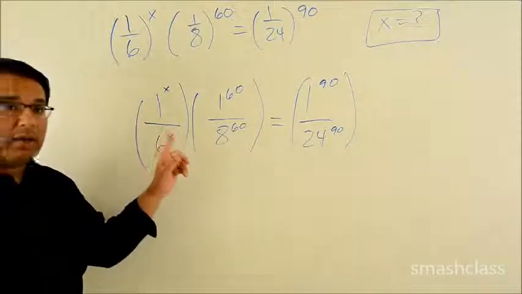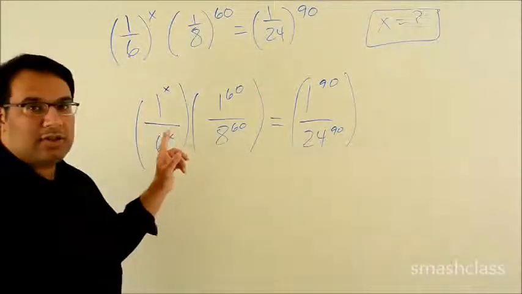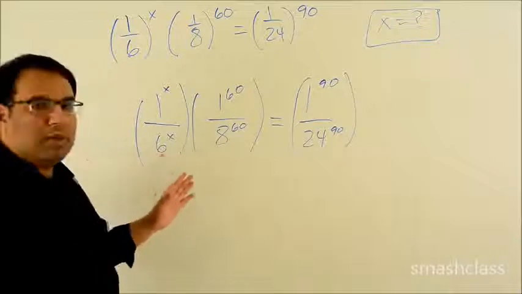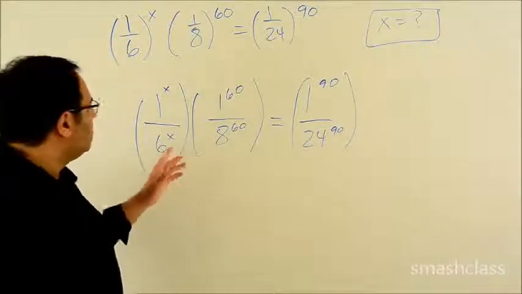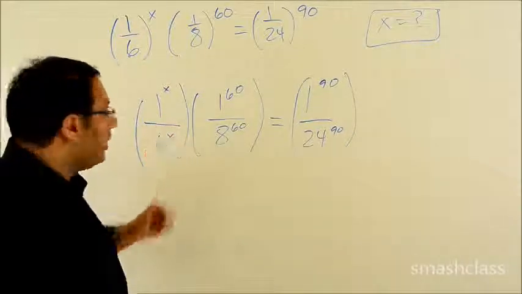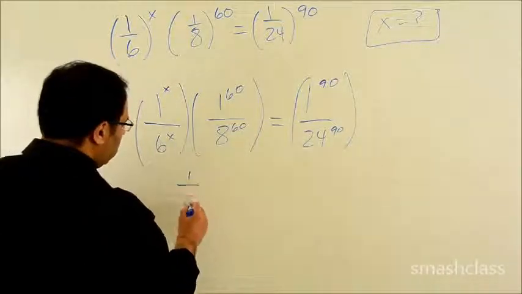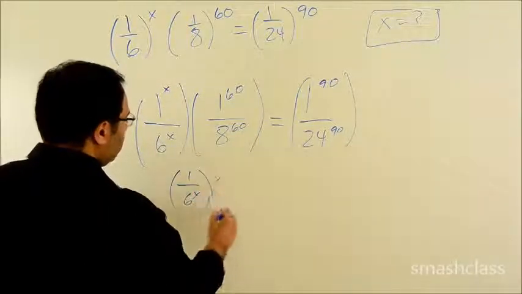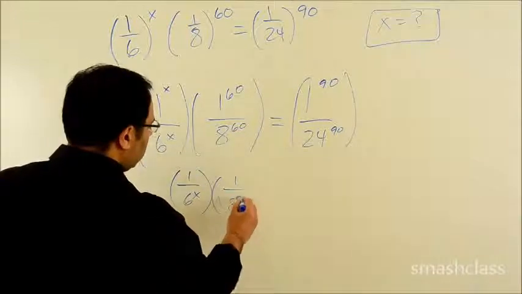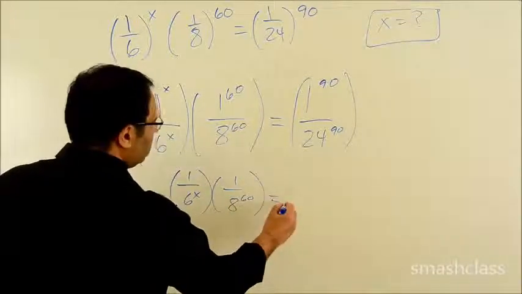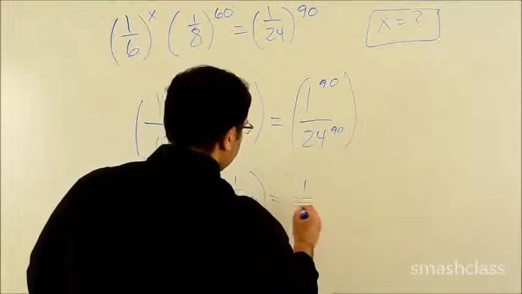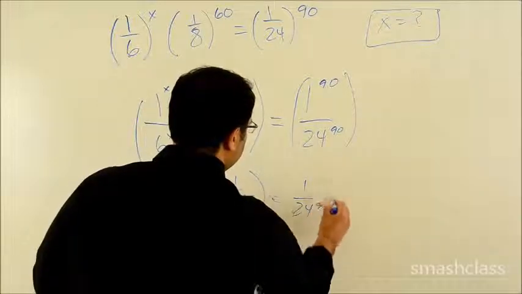Now 1 to any power is actually just going to be 1. Doesn't matter what you have here for an exponent, it's still going to be 1. So 1 to the x power is still going to be 1 over 6 to the x times 1 over 8 to the 60th equal to 1 over 24 to the 90th.